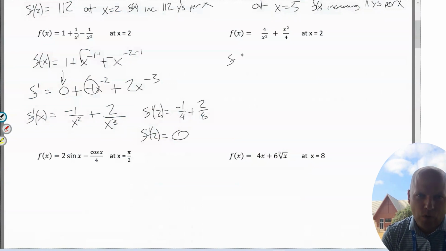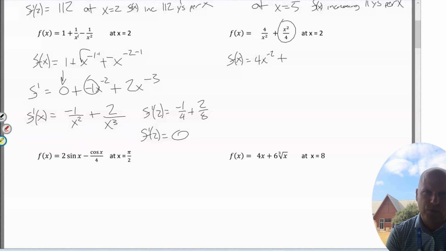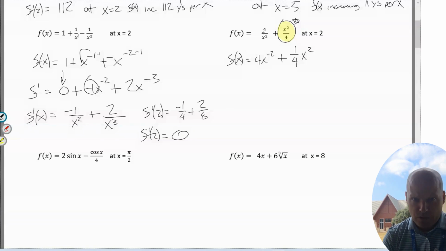What do I do with 4 over x squared? Leave the 4, move the x squared up to be x to the negative second. What about x squared over 4? Now watch this. This is a very important one that a lot of students mess up on. I would rewrite this, understanding fractions, as 1/4 times x squared. If you had problems with this, you could always rewrite it as a fraction times x squared. This would be 4 times 1 over x squared, but then I'd rewrite it as 4 times x to the negative second.